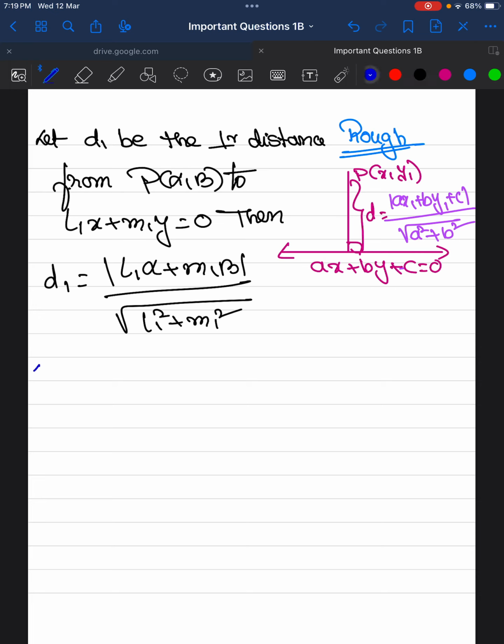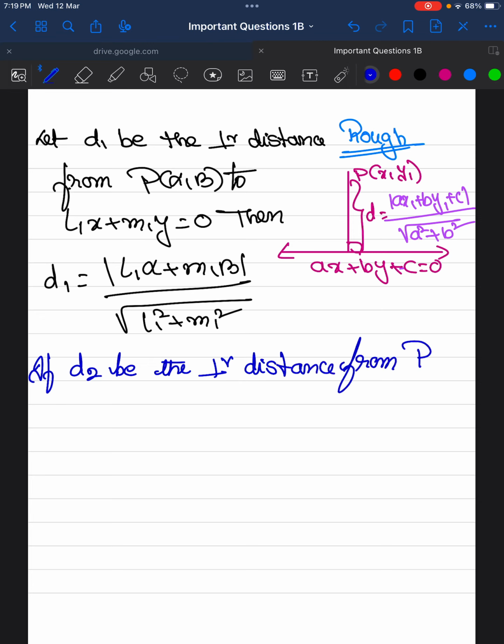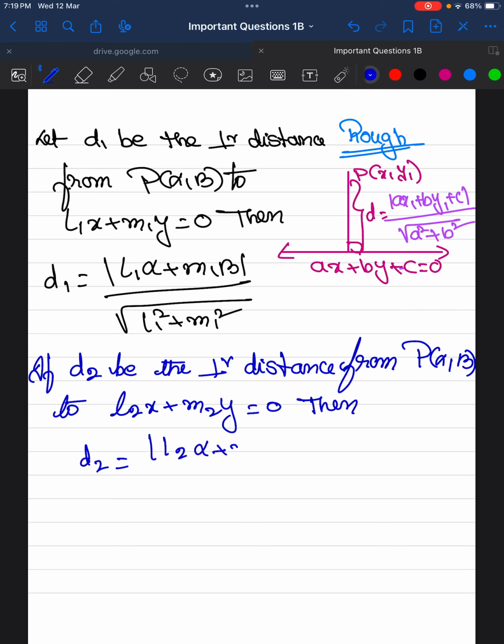Similarly, let d2 be the perpendicular distance from P(alpha, beta) to which line? L2x plus M2y is equal to 0. Then d2 is equal to modulus of L2 alpha plus M2 beta by root of L2 square plus M2 square. Up to here everything is clear.